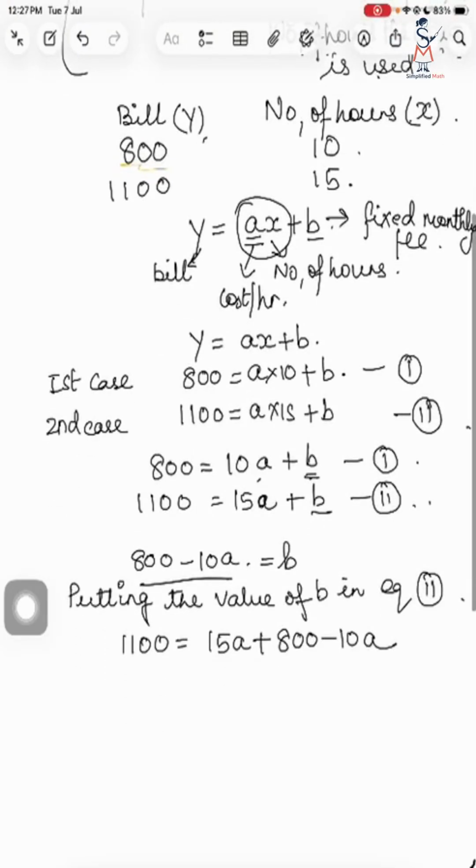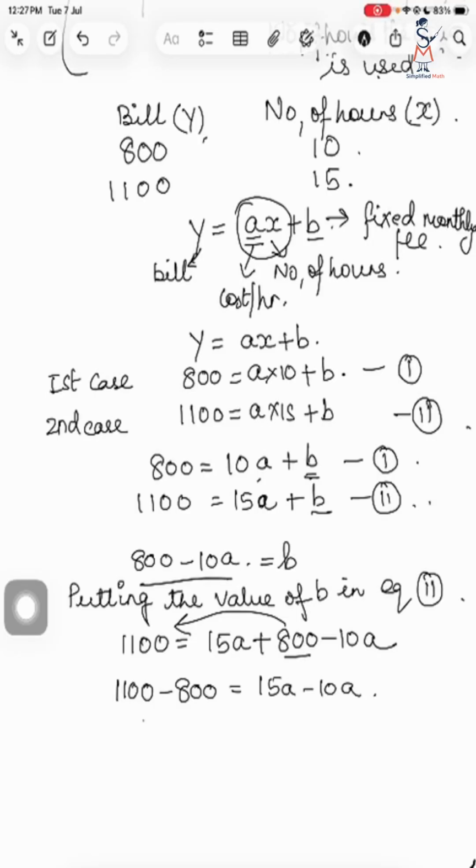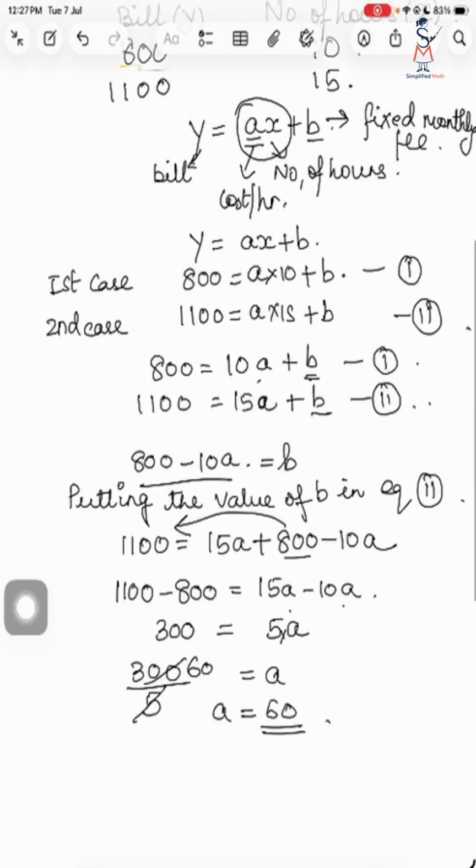Right? Now I'll get 800 to the other side of the equation because it's a constant. So 1100 minus 800 is equal to 15A minus 10A. Now we'll solve this. 1100 minus 800 becomes 300 and 15A minus 10A becomes 5A. Now the value of A will be 300 divided by 5, because 5 is multiplied, so it comes here and becomes divide. So the value of A which we derived is 60.